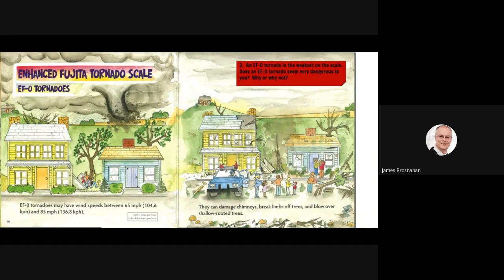EF0 tornadoes may have wind speeds between 65 miles per hour, which is 104.6 kilometers per hour, and 85 miles per hour, or 136.8 kilometers per hour. They can damage chimneys, break limbs off trees, and blow over shallow-rooted trees. Number 2, an EF0 tornado is the weakest on the scale. Does an EF0 tornado seem very dangerous to you? Why or why not?